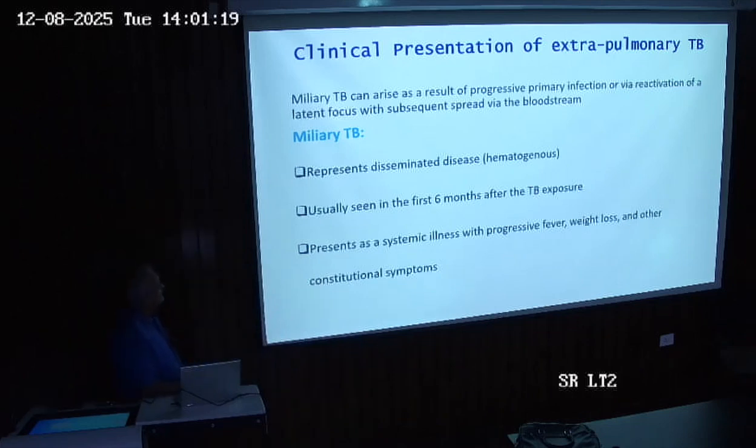It represents disseminated disease, that is the most important thing, usually seen in the first 6 months after the TB exposure. It presents as a systemic illness with progressive fever, weight loss and other constitutional symptoms. So, miliary TB would present as pyrexia of unknown origin, with constitutional symptoms like weight loss and other unrelated symptoms like nausea, vomiting, etc.